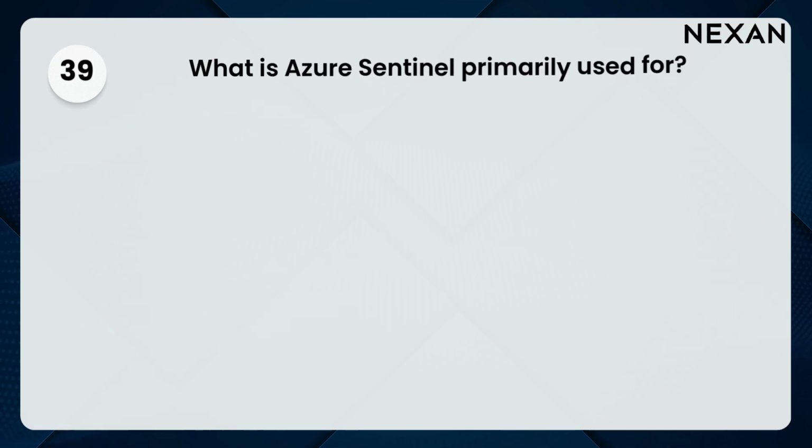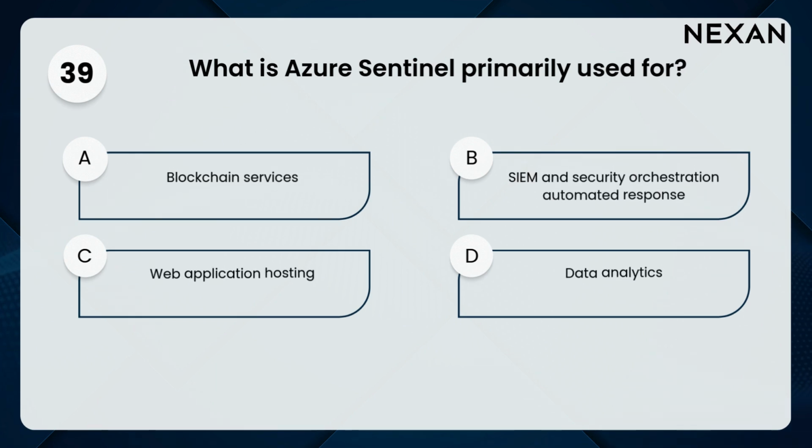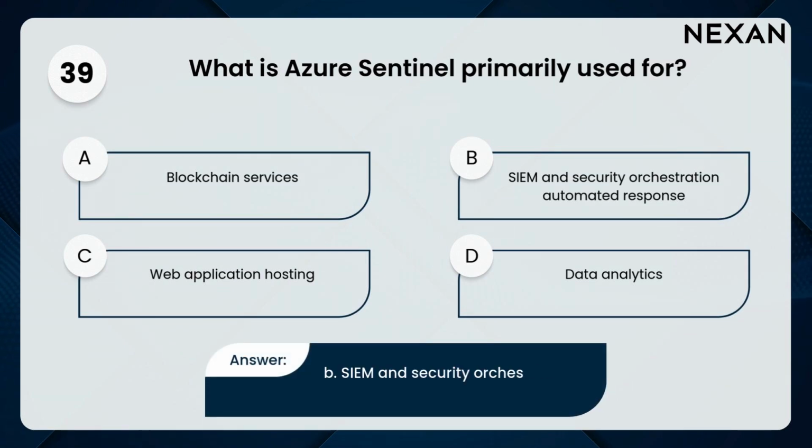39. What is Azure Sentinel primarily used for? A. Blockchain services. B. SIEM and security orchestration automated response. C. Web application hosting. D. Data analytics. Answer. B. SIEM and security orchestration automated response.